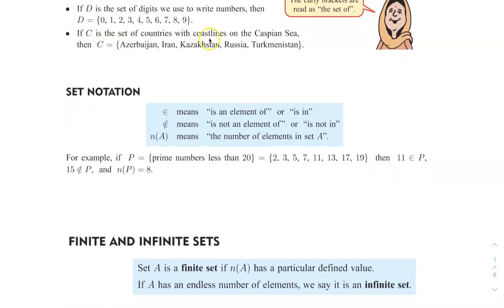If C is a set of countries with coastlines on the Caspian Sea, then C is Azerbaijan, Iran, Kazakhstan, Russia, and Turkmenistan. So again, it could be objects, it could be numbers, it could be lots of different things. As long as you list them out, you'll be like, oh, this is a set of these things.